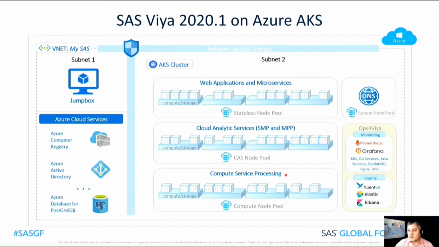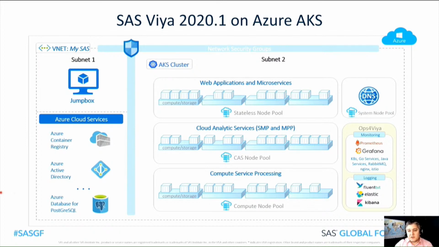It's this CAS over here. In this example, this would be the same for SMP and MPP deployment. Another one, web applications and microservices stateless pool here. We also have compute services for processing the workload, such as a batch process, for example. And we have supporting ones, such as the system node pool that is required for correct functioning of Kubernetes. And we have ops for Viya, which includes the monitoring and logging components, such as Prometheus, Grafana, Elastic, and Kibana.